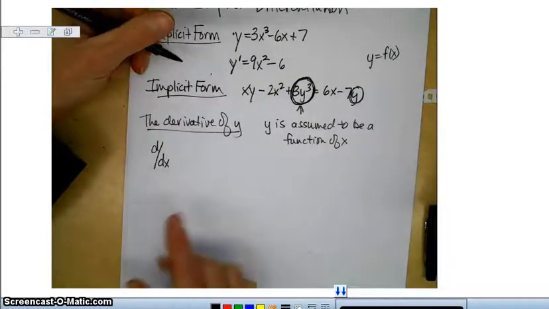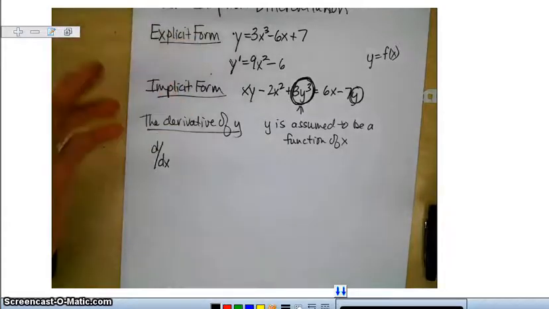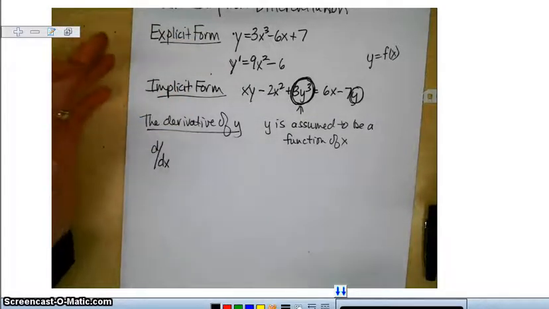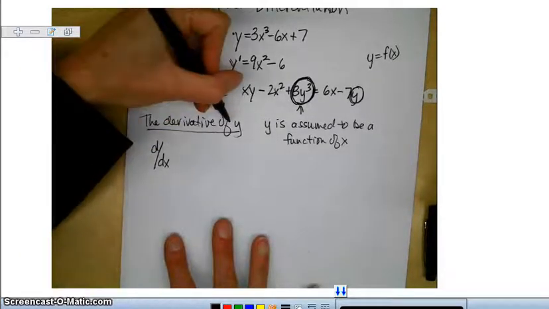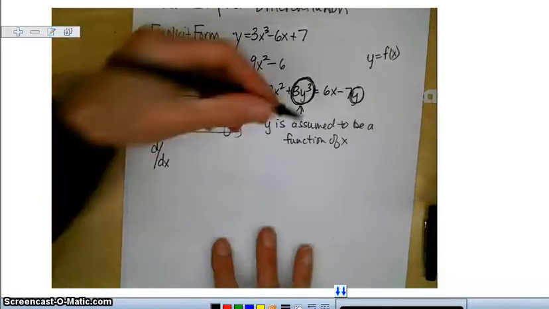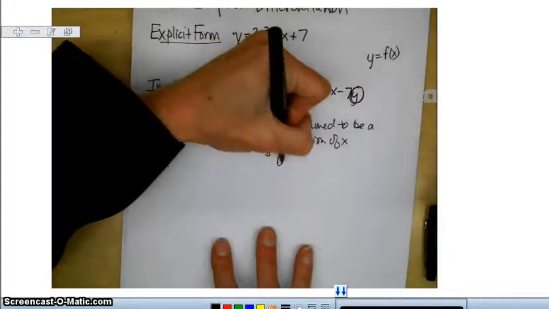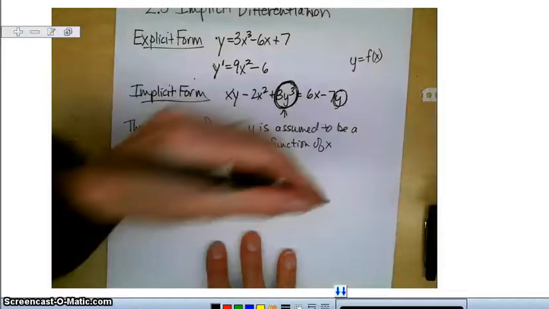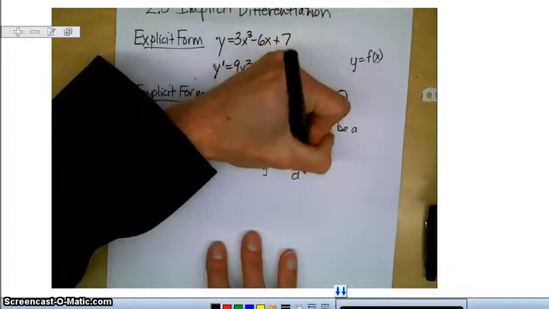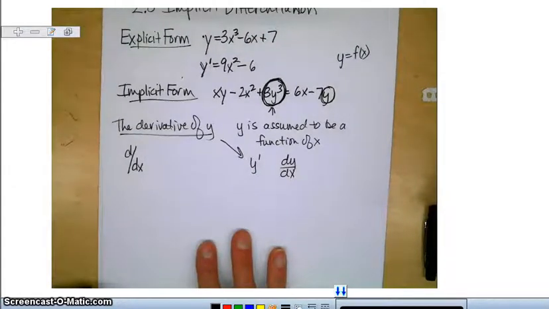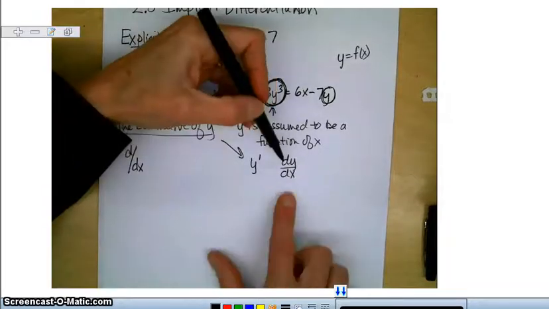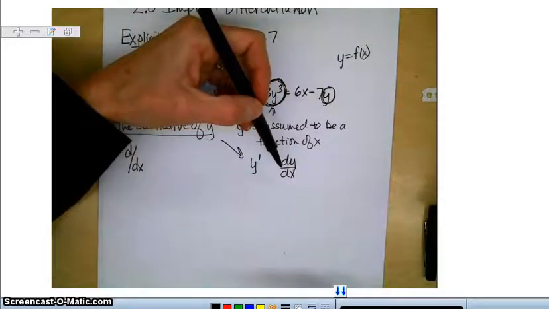Remember, derivatives are always in terms of x, well, most of the time. It could be in terms of theta or t. But for the derivative of y, other notations to write are y prime, or dy over dx. Doesn't that mean the derivative too? The derivative is always in terms of x.